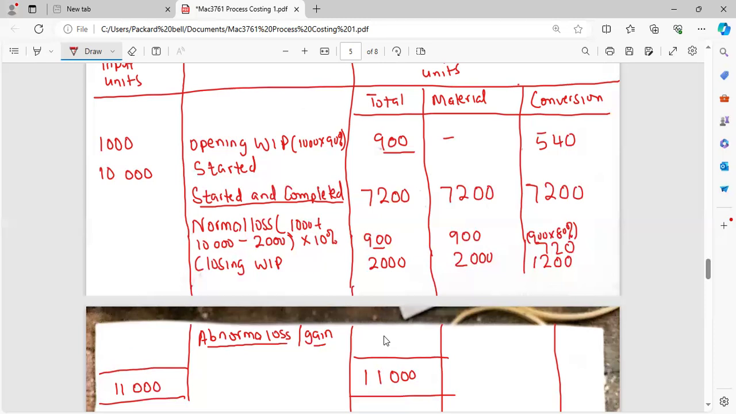Right, so let's now calculate the total for these two lines, here and here. So here we're going to have 10,100, and in the last quarter we're going to have 540, 7,200, 720, 1,200. So here we're going to have 9,660. So we'll be done with our quantity statement.